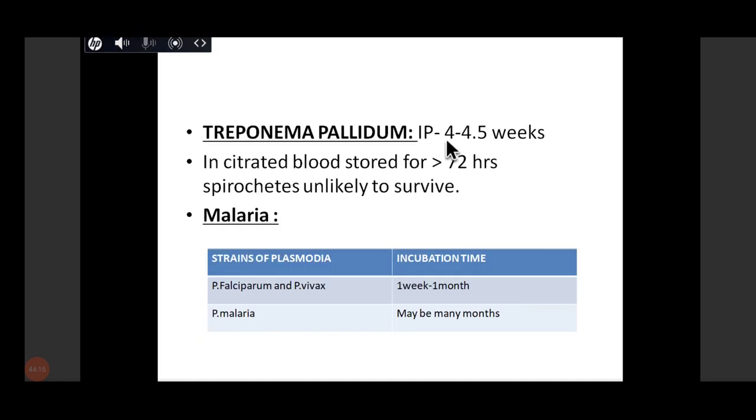Okay. So for malaria and Treponema pallidum, this is the seroconversion through which the person can be detected in this case.